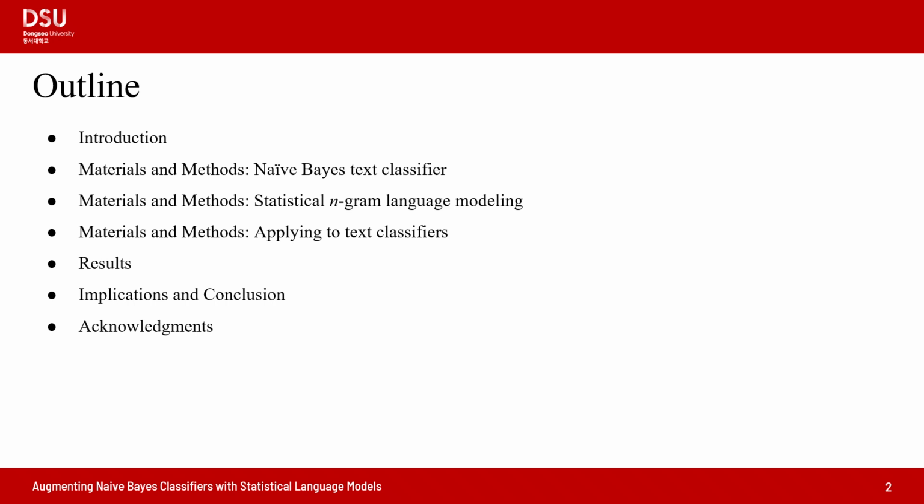then the materials and methods, which have two separate materials and methods. First one is the naive Bayes text classifier, and then the statistical n-gram language modeling, and then finally how the statistical n-gram language modeling is applied to text classifiers. Then we'll see the results, some implications, and the conclusion, and the final acknowledgement.